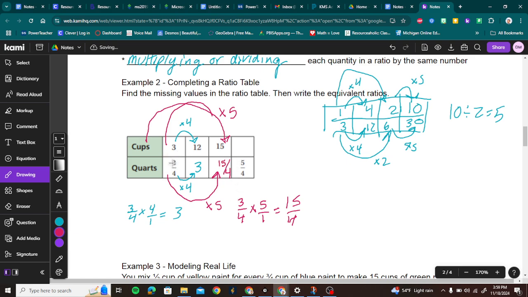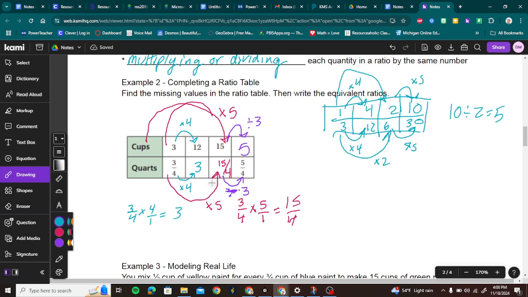Then, to go from 3/4 to 5/4, I have no idea. To go from 3 to 5/4, that's not easy either. But to go from 15/4 to 5/4, I think I have an idea. Because 15 divided by 5 is 3, I'm going to divide both by 3. So 15/4 divided by 3 will give me 5/4. And I'm going to divide 15 by 3, and I'll get 5.